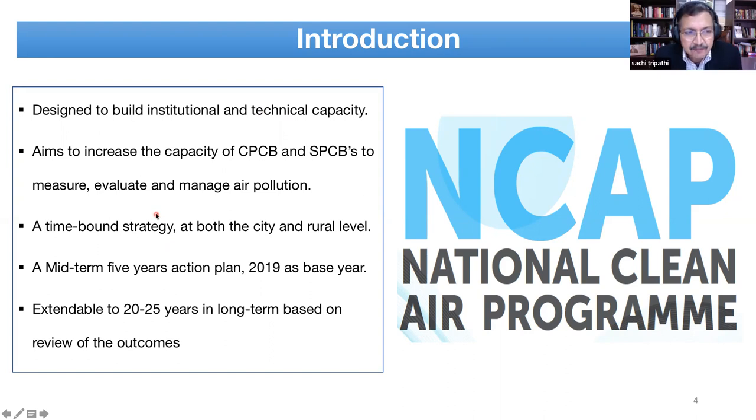It also has a very time-bound strategy. That is, it wants to achieve certain goals within a prescribed time, both for the cities as well as rural India. Of course, in the first phase, more focus is given to the cities, but subsequently the program will be extended and expanded to the rural areas as well. In the first phase, it's a 5-year plan starting with 2019, and it will be extendable by another 20 to 25 years, based on reviews of interim outcomes.